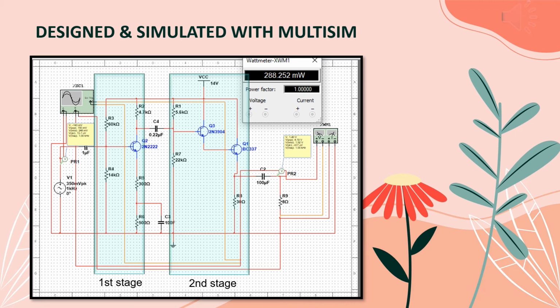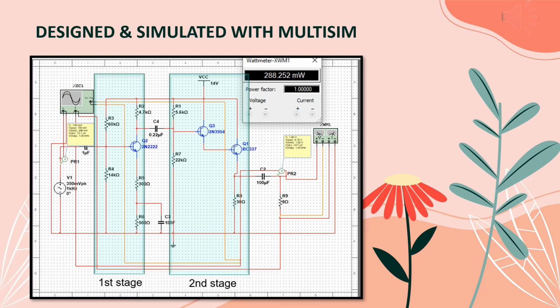Capacitor C4 connects the first stage to the second stage. In the simulation, a 2N2222 transistor was used because Multisim didn't have the 2N3053 that was used in the actual circuit. This 2N2222 has an hFE similar to the average hFE of the 2N3053. Next, Q3 is chosen as a different NPN transistor from Q1.